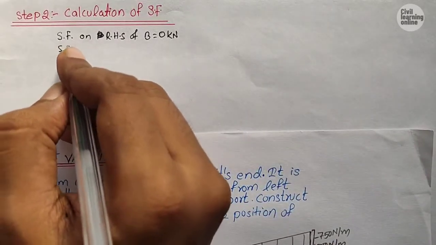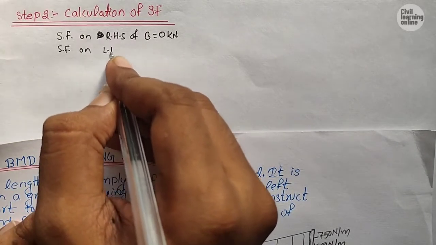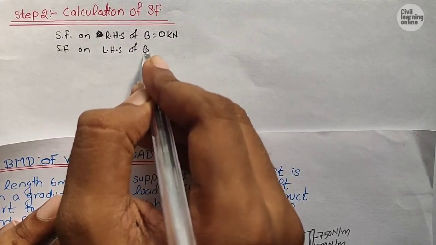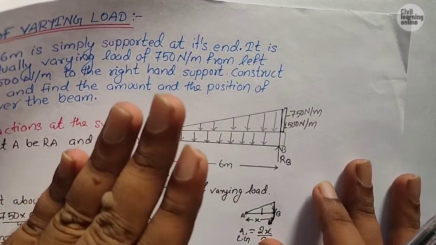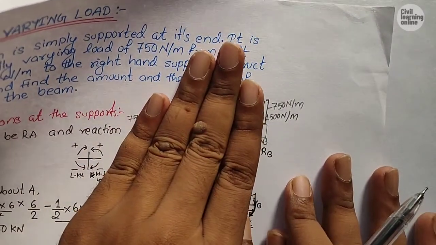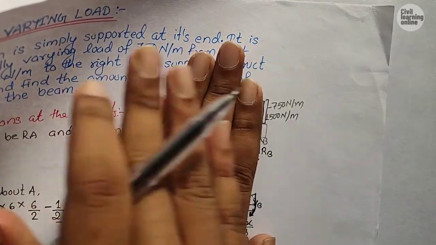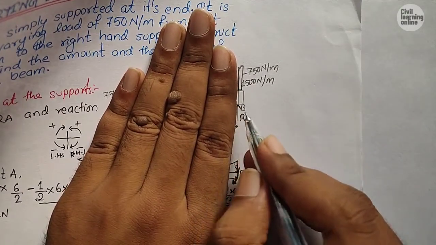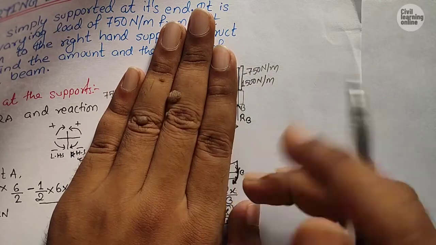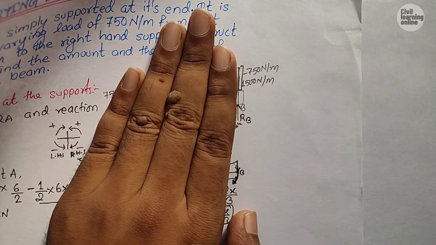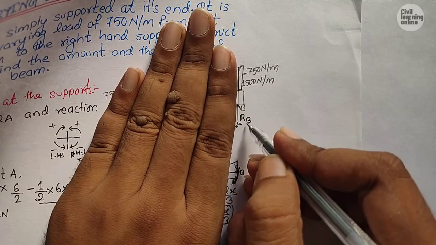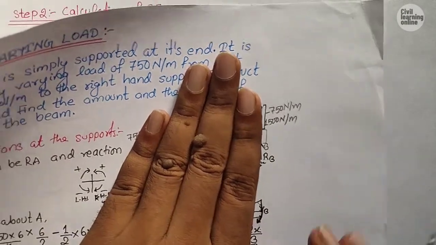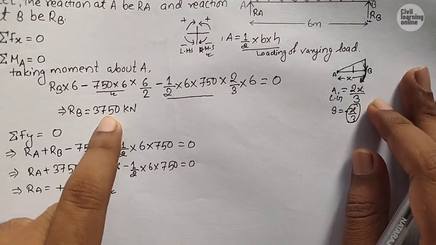Now shear force on LHS of B. Now guys, while calculating the shear force on LHS of B, what we need to do is cover all the portion except this support B. The point at which we are calculating the shear force should be considered while calculating the shear force on LHS. So here the reaction RB will be considered, and we know the value of RB is 3750.